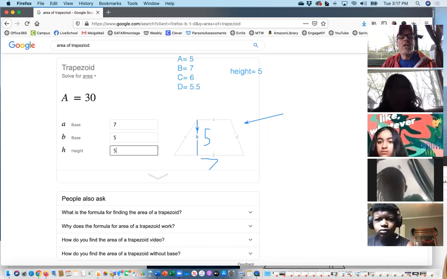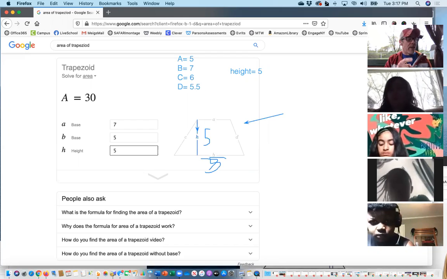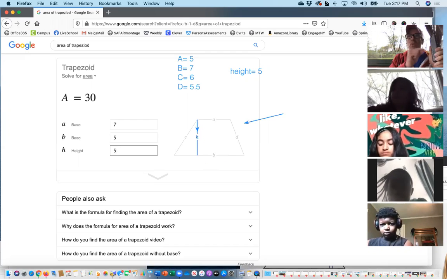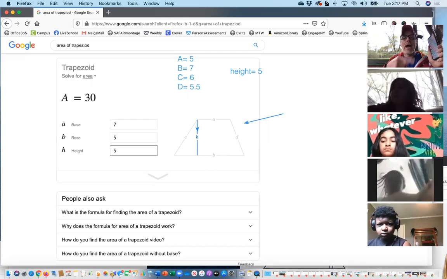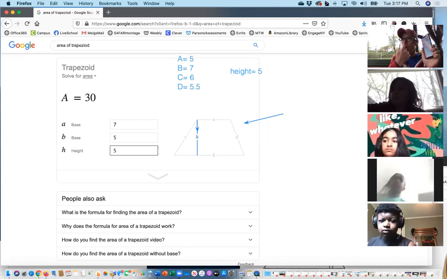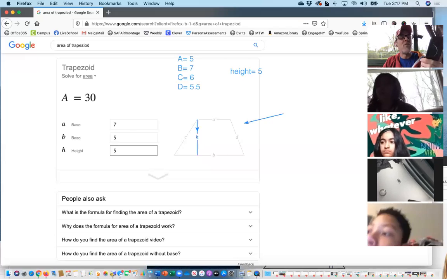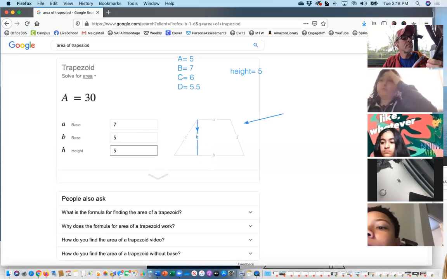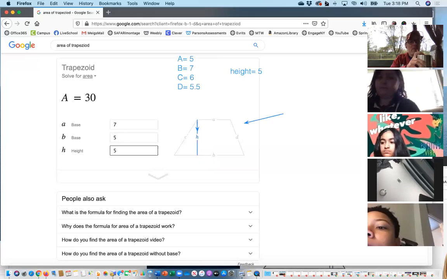Okay, so can you tell me, you can either text the writing or you can video it and text me the video of how that 30 got there. How did that 30 get to be a 30? So on your text, either type it or video it and send it to me. Or can you video with the Zoom on? Or you can write it on paper and take a picture.